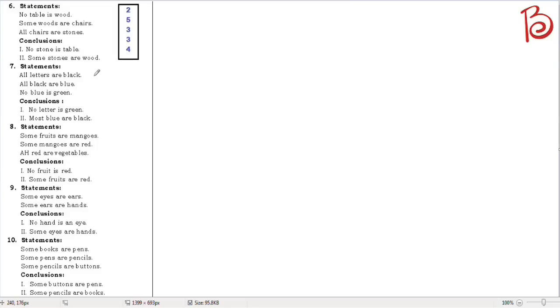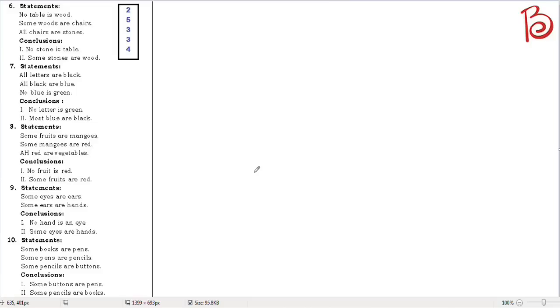Okay, the second one is stones and wood. Stone is here, wood is here, chair cancel, so some plus all is some, so we can write it as some woods are stones. That is the answer, so second one is right. Okay, so this is another way of doing the same sum.